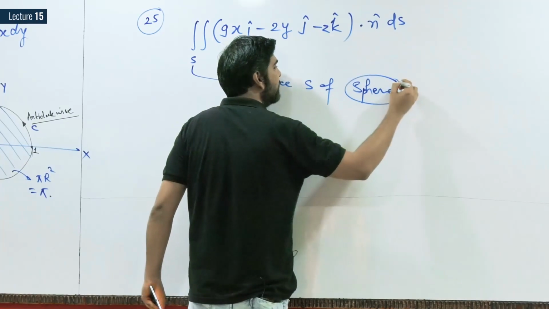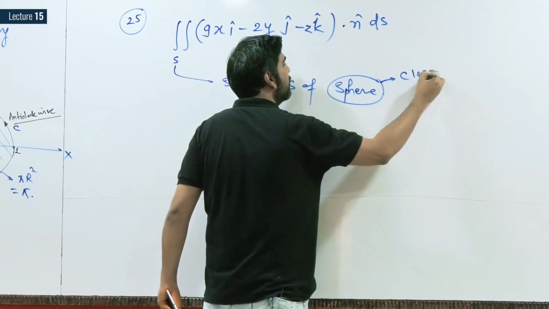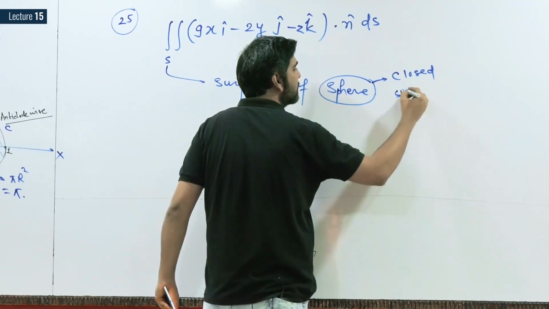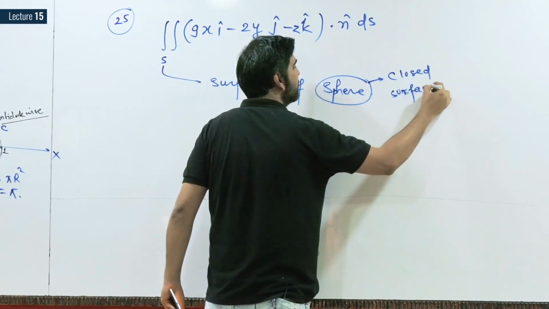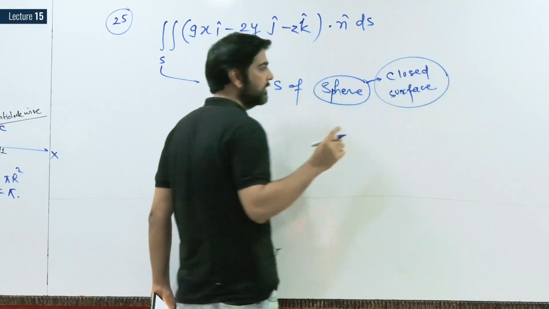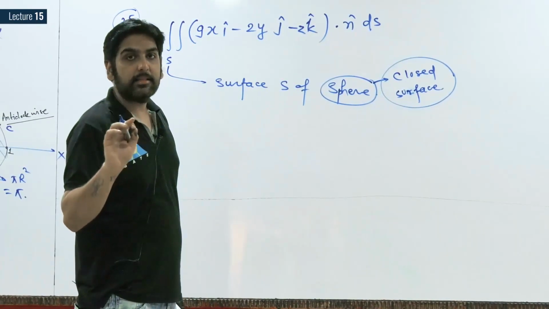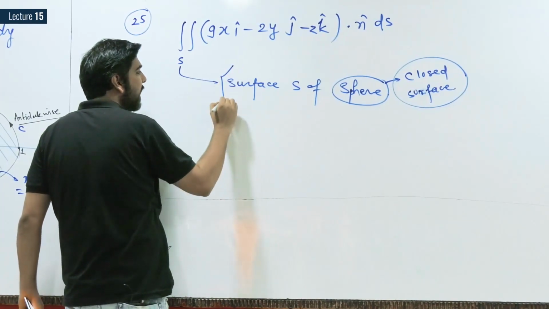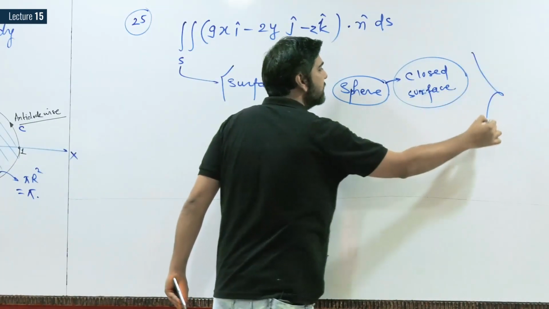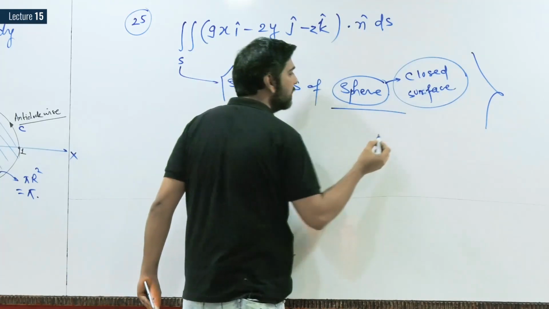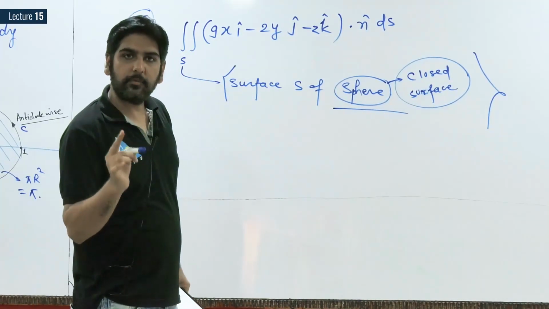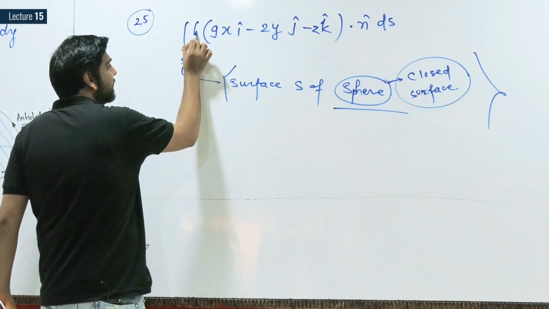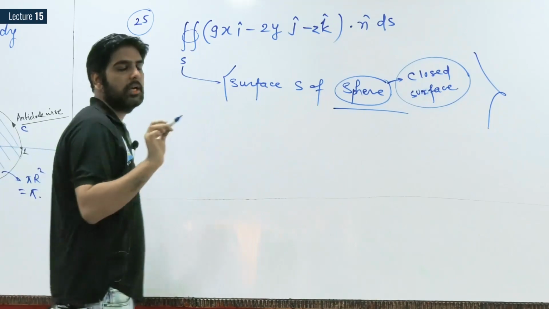So what is the sphere? A sphere is what? A closed surface. It is by default a closed surface. So dear students, in the symbolic representation here it is not closed, but by your common sense, since it is the surface of a sphere, we would definitely say that it is a closed surface. You are getting my point?